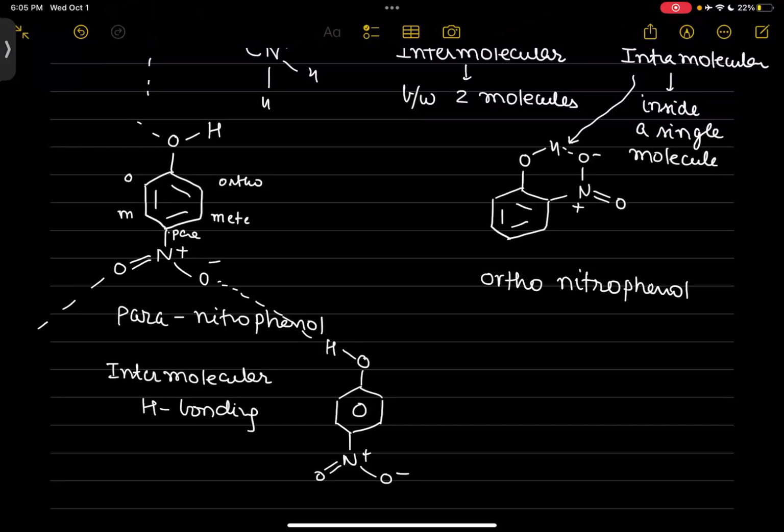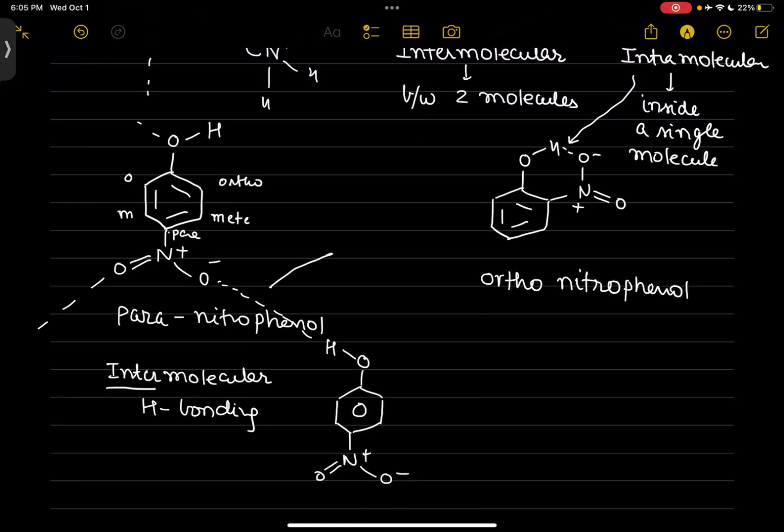Intra means within a molecule, inter means between different molecules of the same type or different type. Is it clear? Yes, sir. What does intra mean? Intra means within the same molecule. And inter means between two different molecules, or between different molecules.